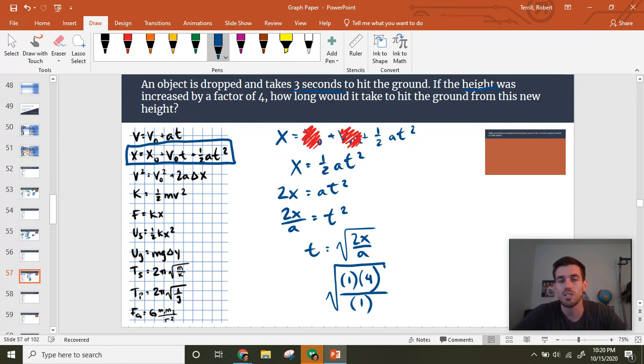So this simplifies down to the square root of 4, which simplifies a little bit further down to 2. That means that we changed the right side of our equation by 2. That means our time is changing by a factor of 2. And if we were originally 3 seconds, now we're up to 6 seconds for our answer.